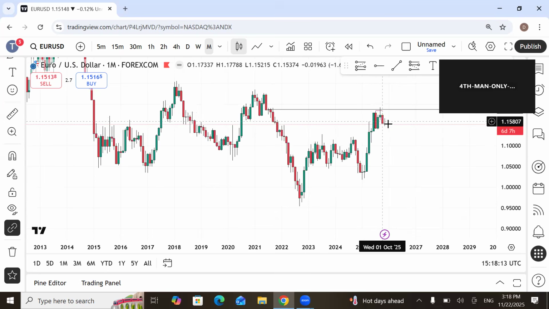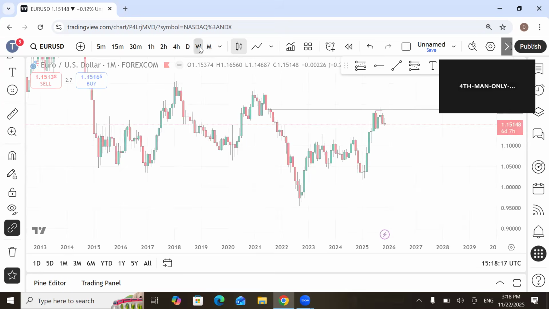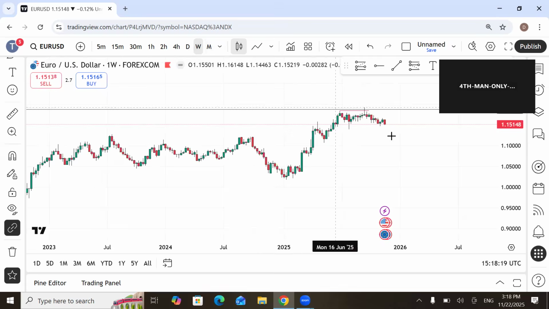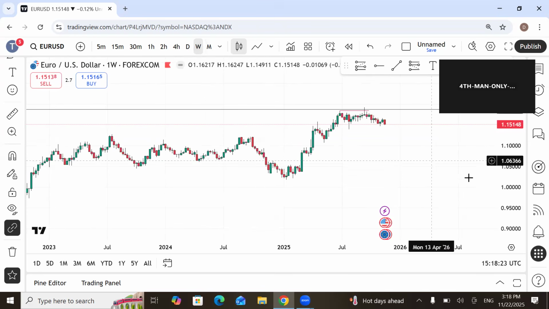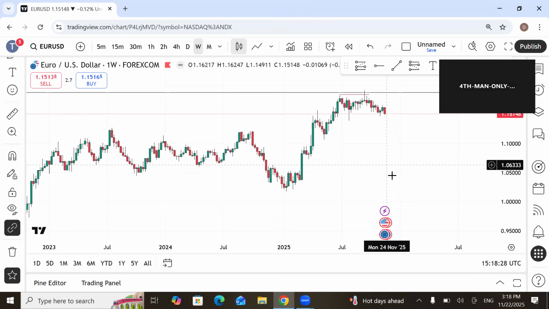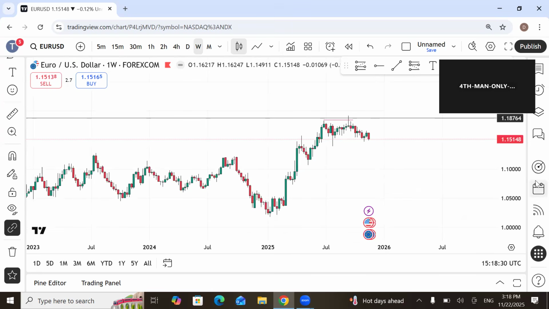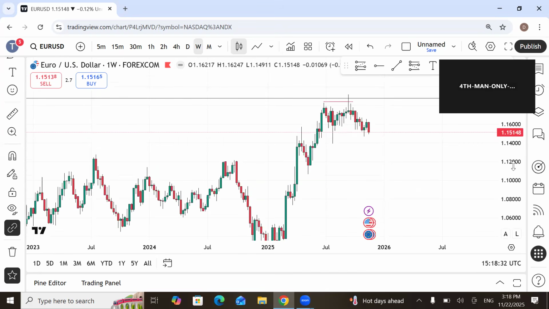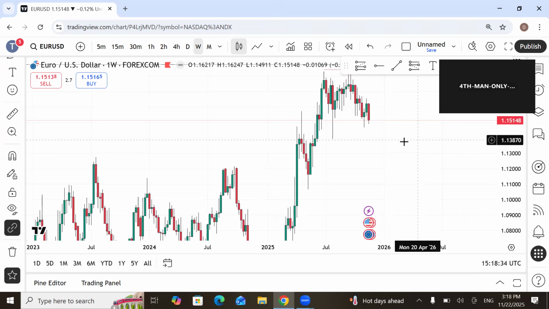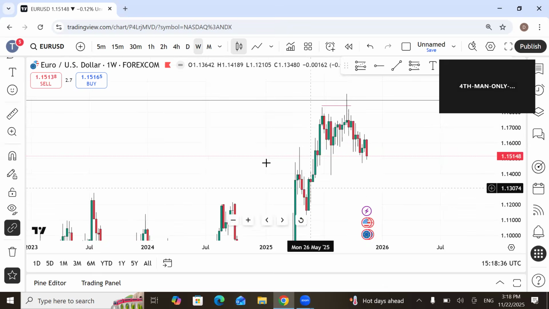Now we want to move to weekly. We want to see a liquidity sweep and a break of structure, or a breakout to the downside. So this is monthly time frame, and this is weekly time frame.